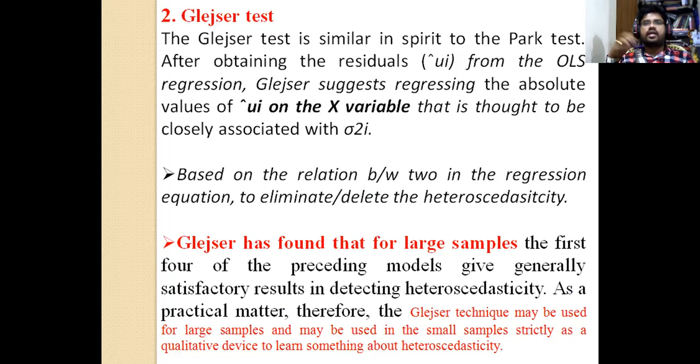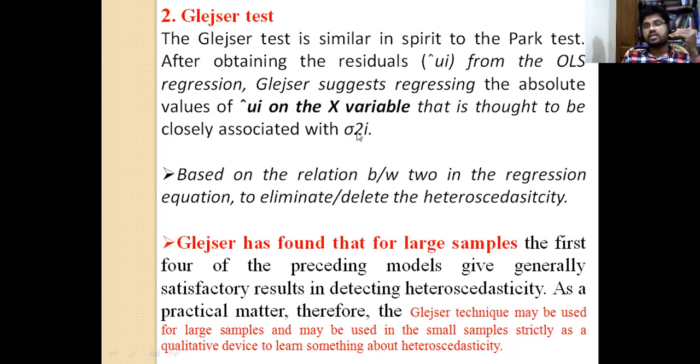The Glejser test is the second one. It is similar in spirit to the Park test. After obtaining the residuals, that is the error term from the OLS method, the Glejser test is also done after applying the OLS method. After getting the error values only, we apply the Glejser test. Glejser suggested regressing the absolute values of ui on the x variable, as the variance of the error term depends on the x variable.